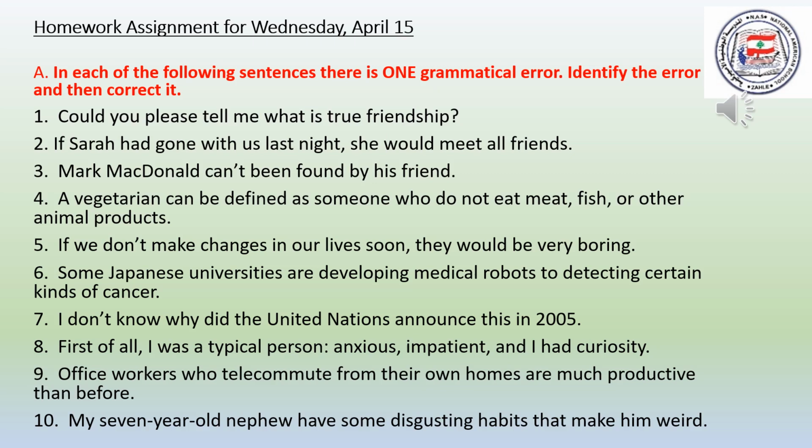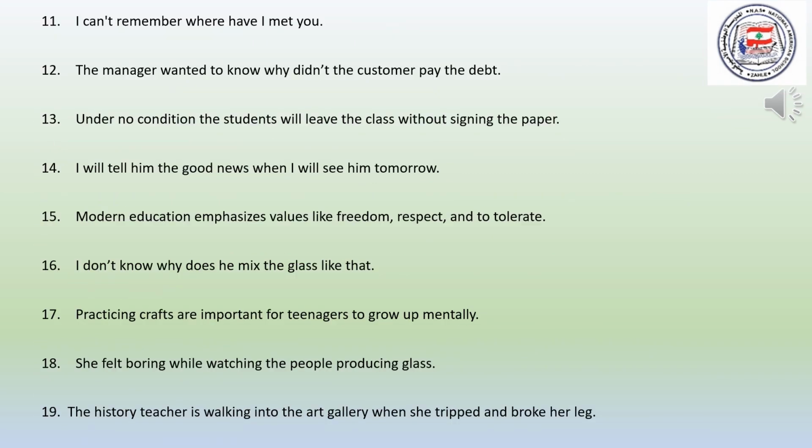8. First of all, I was a typical person, anxious, impatient, and I had curiosity. 9. Office workers who telecommute from their own homes are much productive than before. 10. My 7-year-old nephew have some disgusting habits that make him weird. Sentence number 11, I can't remember where have I met you. Sentence number 12, the manager wanted to know why didn't the customer pay the debt.